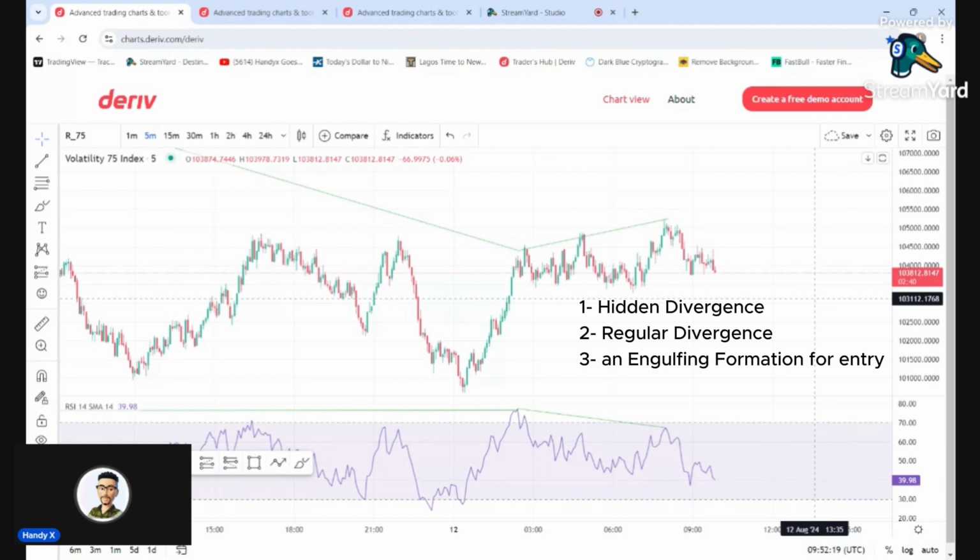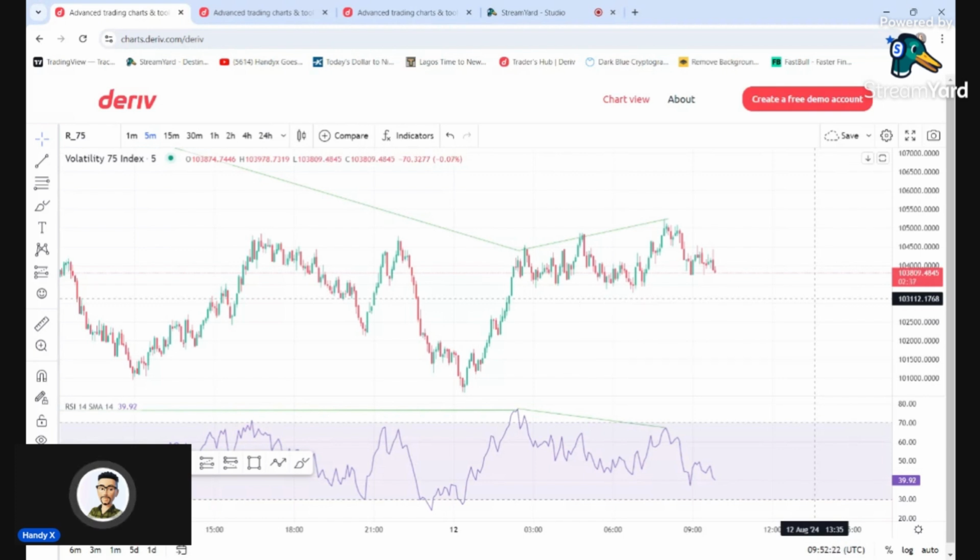So if you're looking for a bearish move, you look out for a bearish engulfing setup, and if you're looking for a bullish move, you look out for a bullish engulfing setup. And in this case, we are going for a bearish move. So we're looking out for a bearish engulfing setup.